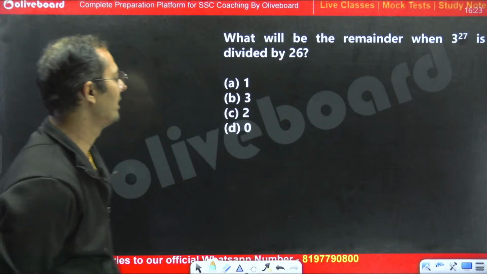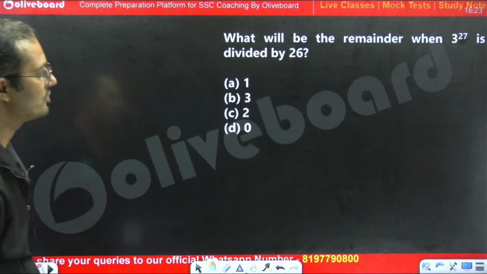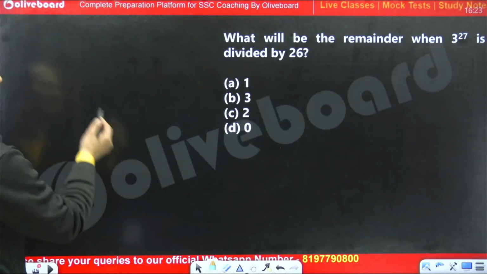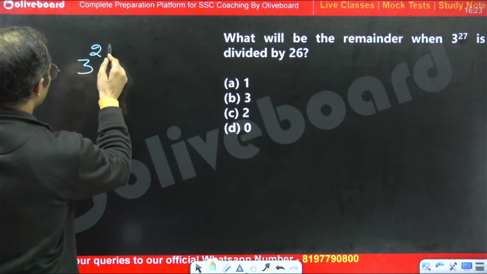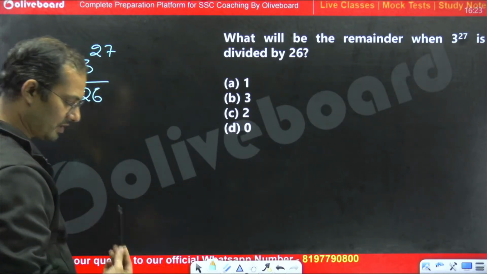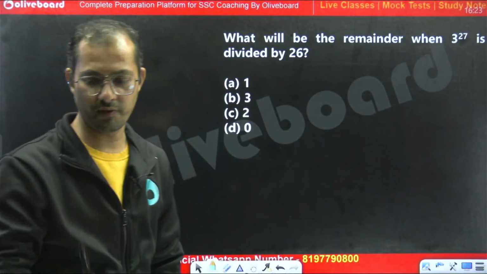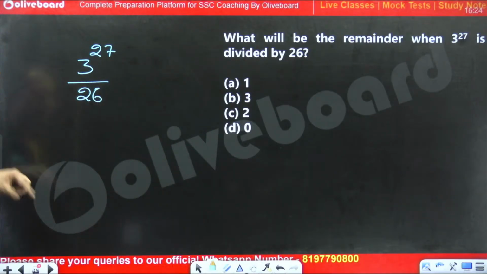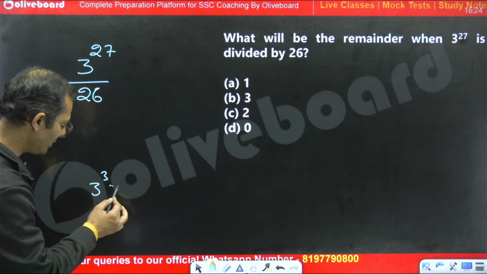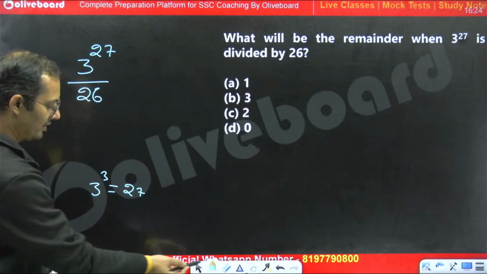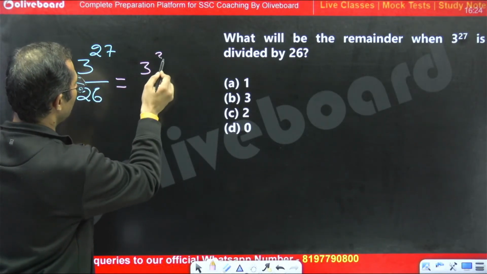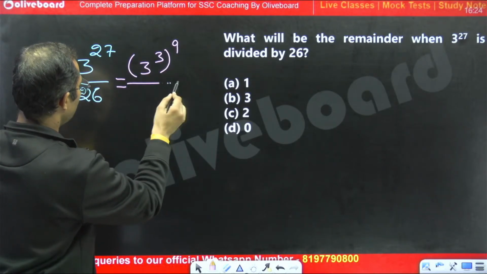No problem in this. So what will be the remainder when 3 to the power 27 is divided by 26? See, 3 to the power 27 divided by 26. Anyhow we have to create a base which is at a difference of 1, either plus 1 or minus 1. We know that 3 to the power 3 is equal to 27, so we have to create this base. We can write it as 3 to the power 3 to the power 9 divided by 26.